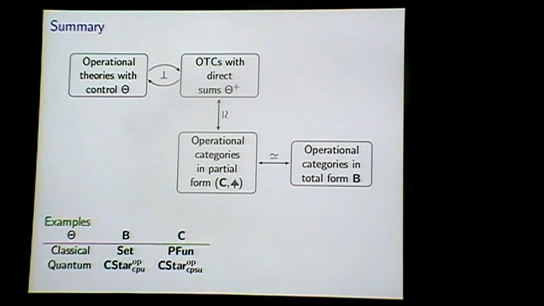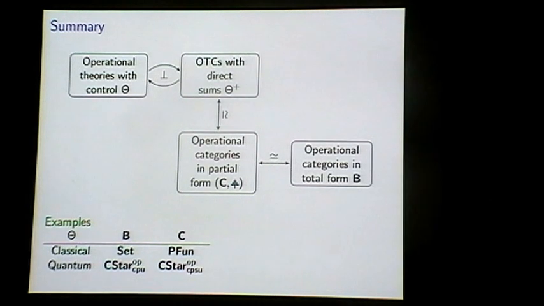Just for some examples, since we haven't really had too many: if you wanted to treat classical deterministic physics, let's say, you end up with the operational category of sets, and the partial one would be partial functions. For quantum theory, you can take, say, something like C-star algebras with completely positive unital maps for the tests, the deterministic things, and the partial things would be subunital maps. And in fact, both of these are effectuses.